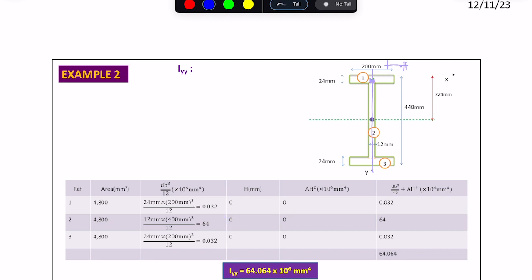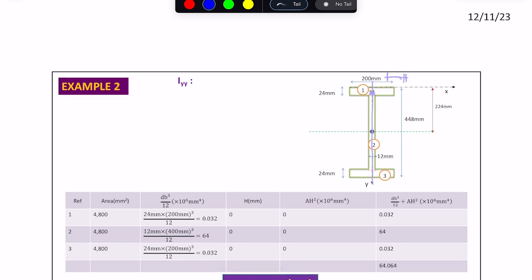And for section 3 pun sama. It is here and it is at the line of centroid. Kosong. AH square kosong. You just take the value of DB cube divided with 12 as the value for each section here, and add all together. You will get 64.064 times 10 power of 6 mm power of 4. We are done calculating the IXX and IYY for this I girder.